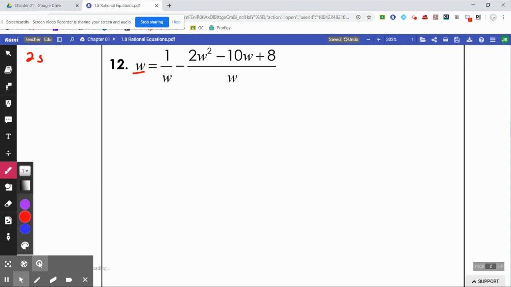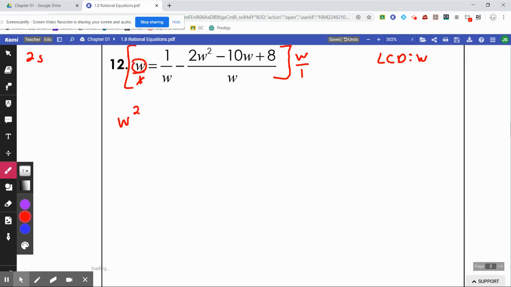Okay, number 12, common denominator between 1, w, and w. The least common denominator that we're going to multiply is w. We're taking every term and multiplying by w. In our first term, nothing cancels because you have a 1 on bottom, so that's not going to cancel with the top, so you're left with a w here and a w on the outside. That'll be a w squared. Bring down the equals.